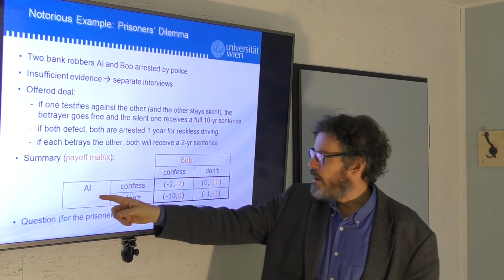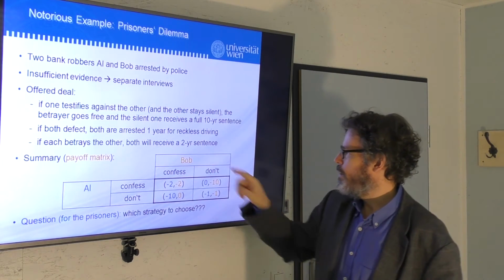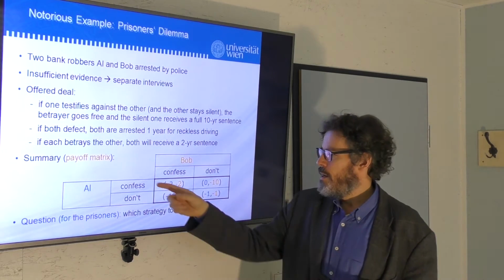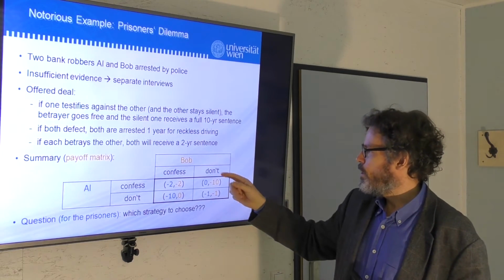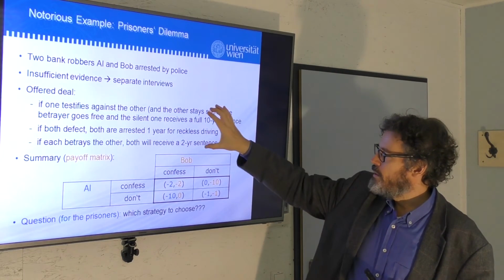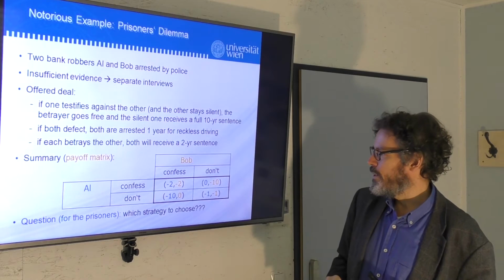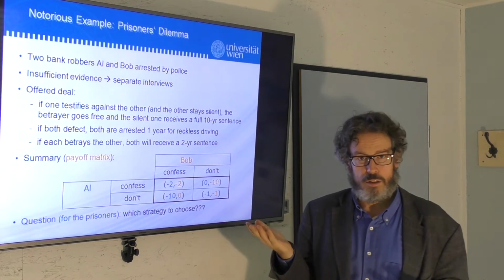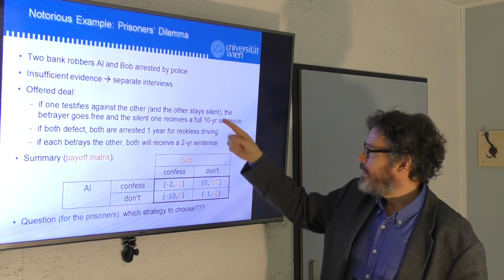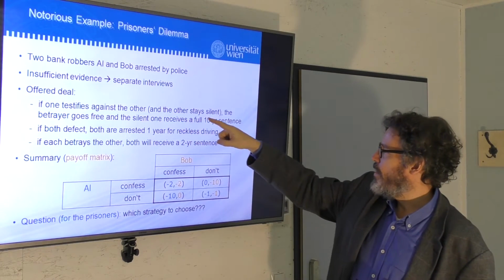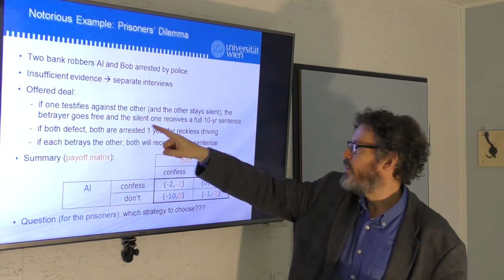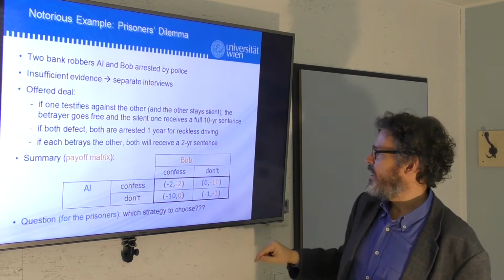So we have Al on this side in blue and Bob on the top, and both of them have two options, two strategies. Bob can confess or stay silent, and Al can confess or stay silent. And if we put now this story into numbers here, then the numbers, of course, are non-positive because a sentence is something negative. So let's remember, if one testifies against the other and the other stays silent, the betrayer goes free, which means 0 years in prison, and the silent one receives a 10 year sentence.